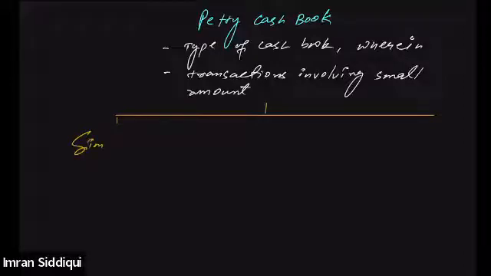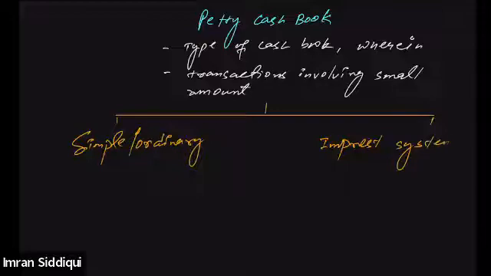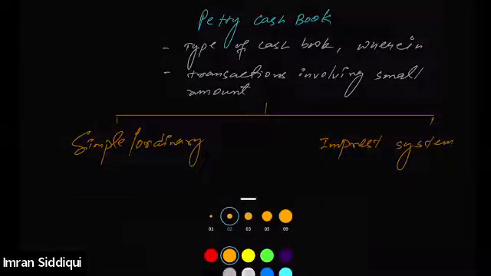We have one simple or ordinary system, right? And then we have one more system which is called imprest system. Sir, I forgot this word. This one was confusing. Okay, let me explain this again.